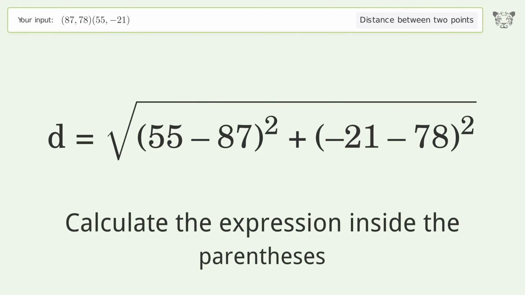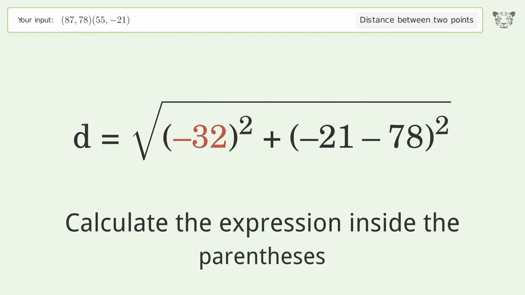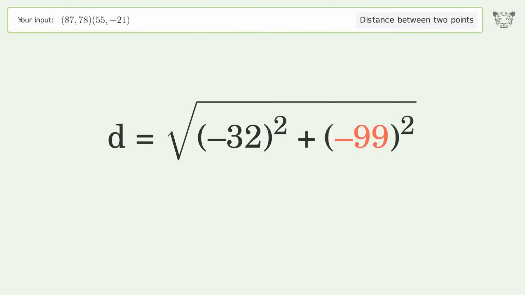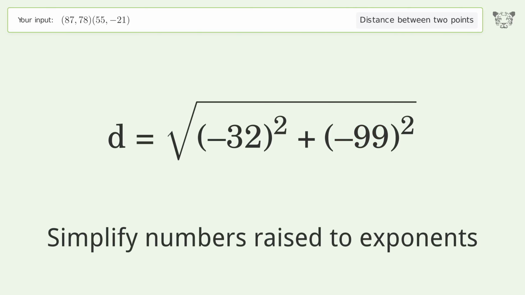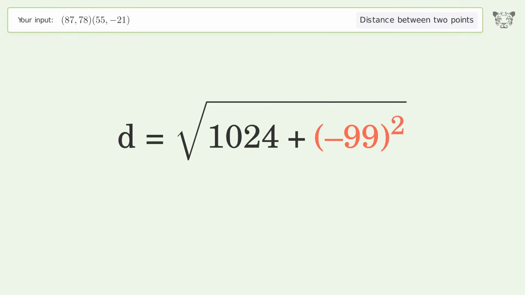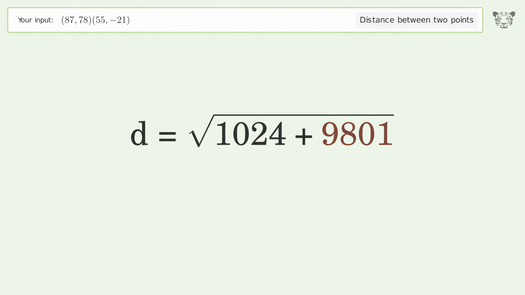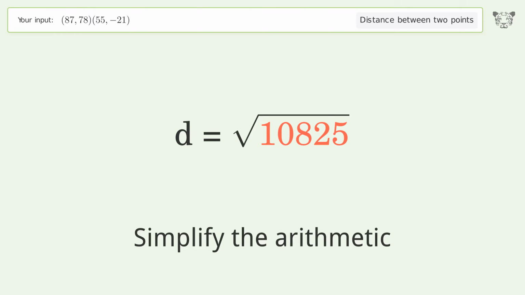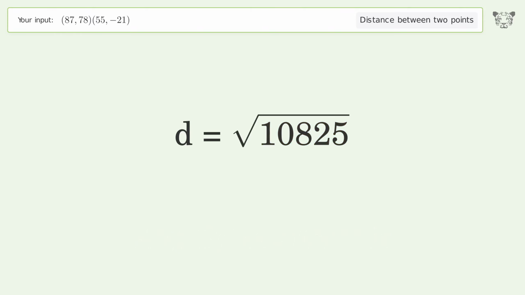Calculate the expression inside the parentheses. Simplify numbers raised to exponents. Simplify the arithmetic. And so the distance between the 2 points is the square root of 10,825 or 104.043.